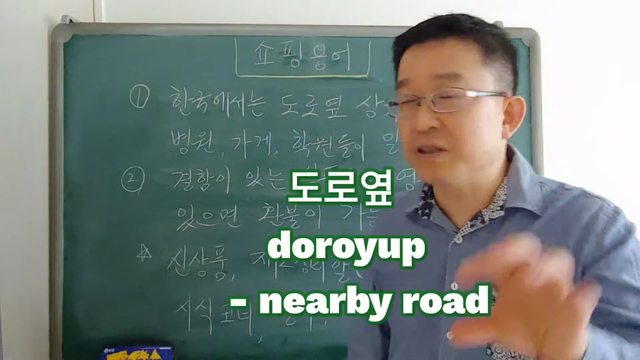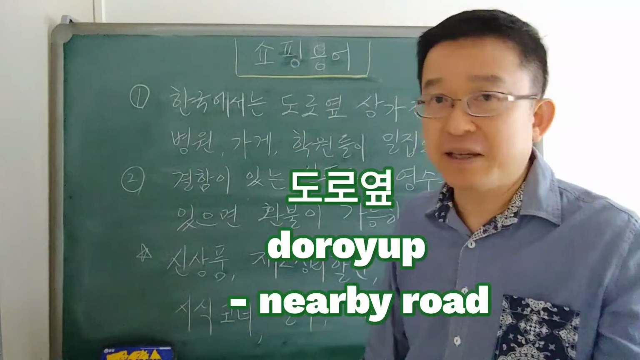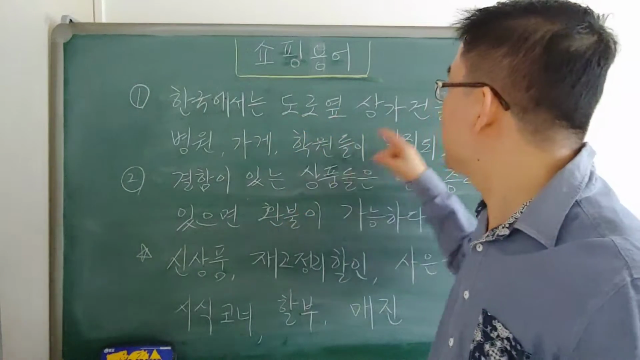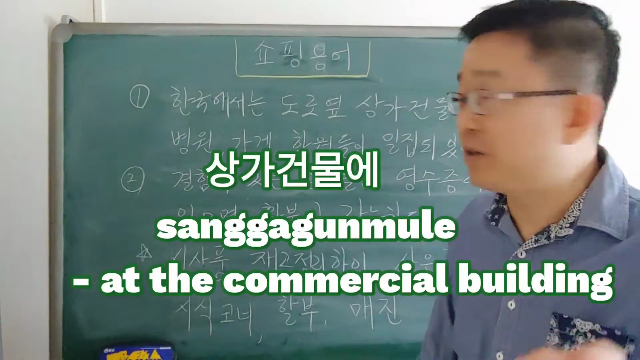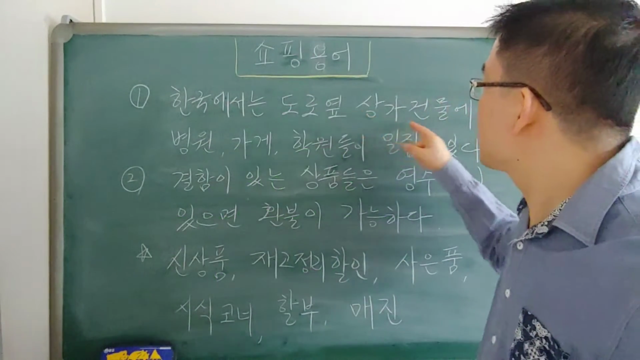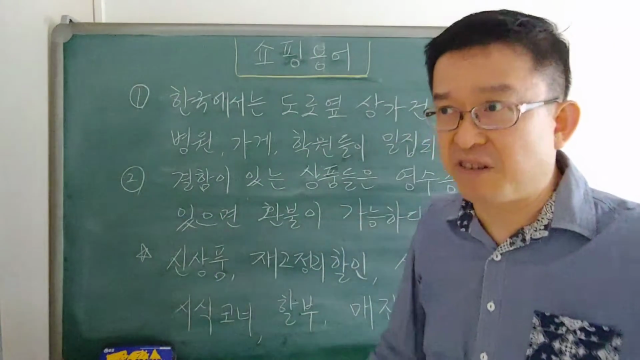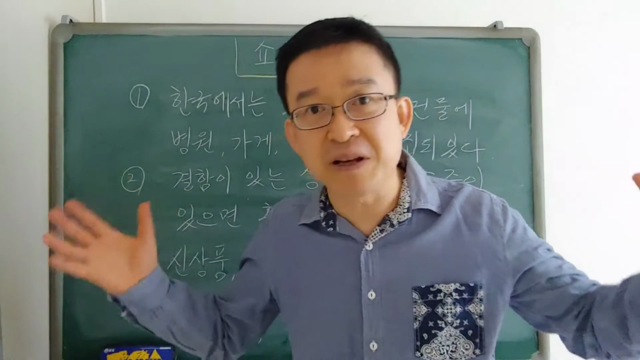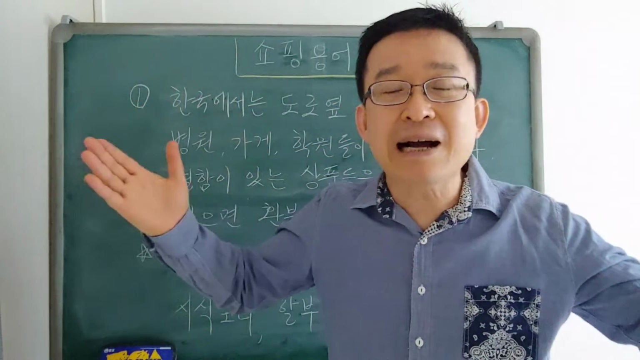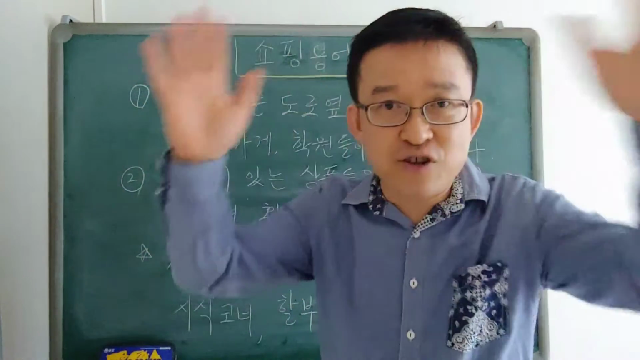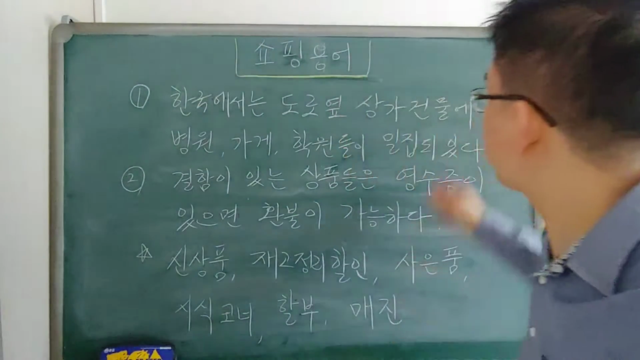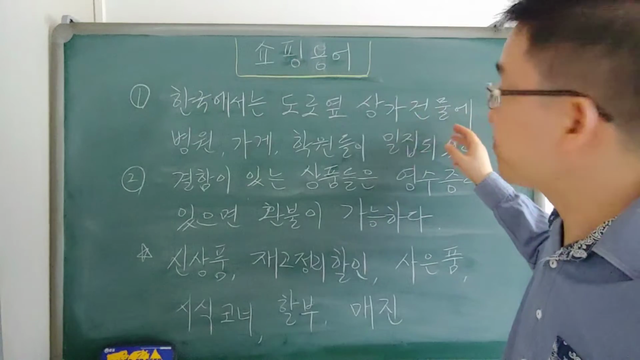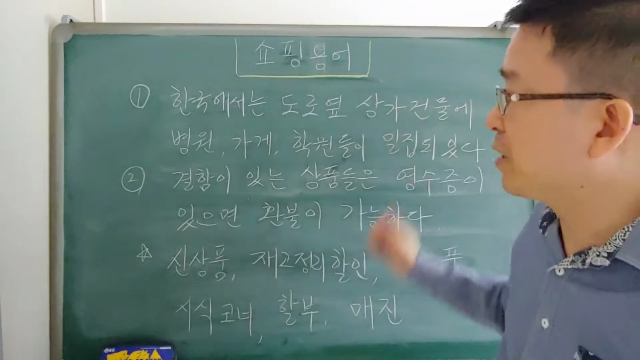도로 옆. 도로 means road. 옆 means nearby. So nearby road. 상가 means commercial, 건물 building. So 상가 건물, you will see a lot in Korea. Just many buildings next to the road. 상가 건물 as a chunk means commercial building. So 상가 건물에 means at the commercial building.